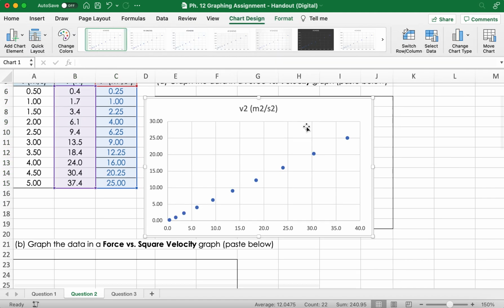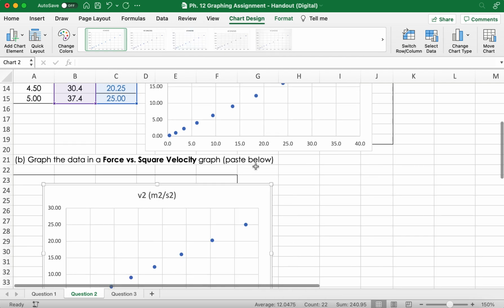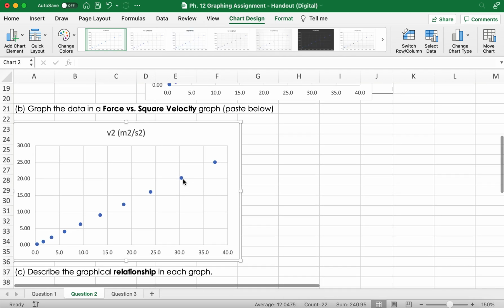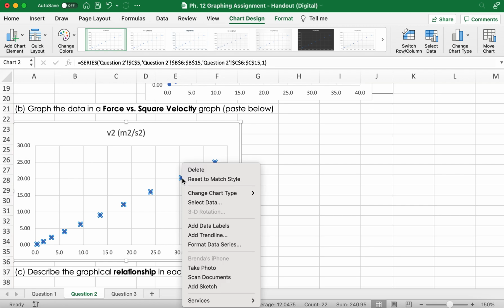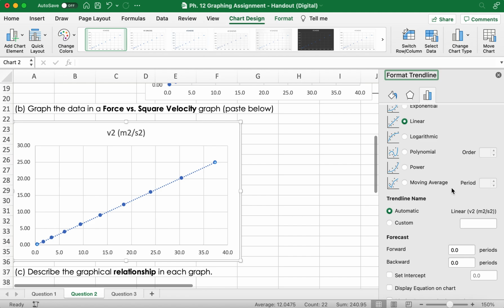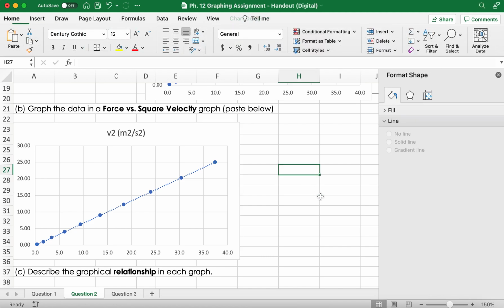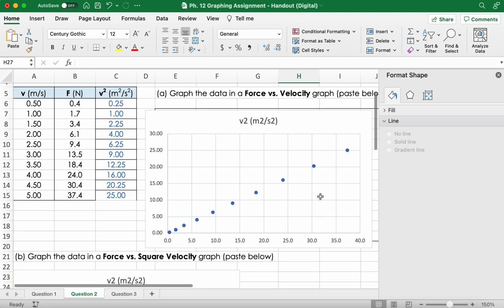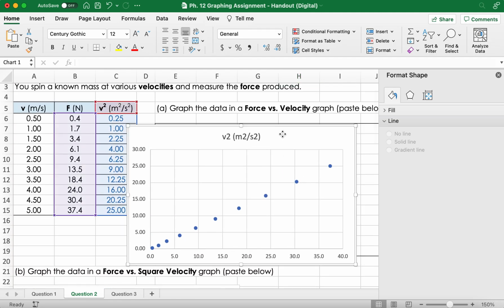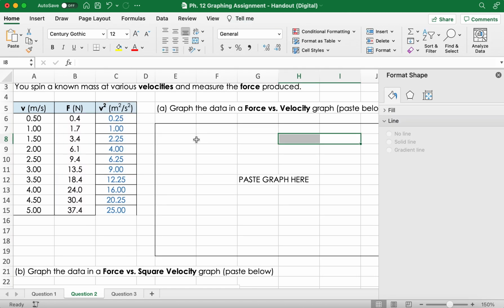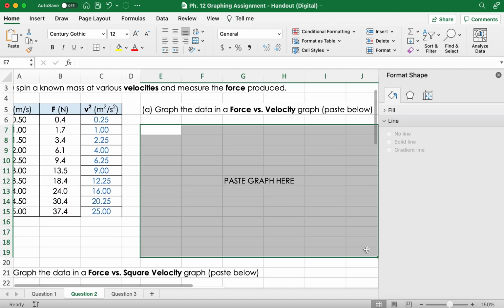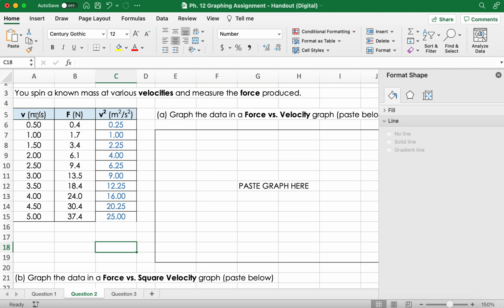Always start with a scatter plot, and then I'll move this into position down here. Click on one data point, it highlights all of them. Right click, add trend line. This one can be best fit by linear as well, and that's because force is directly proportional to the square of velocity. So this graph up here, where we did force and velocity, is going to be the one that's different.